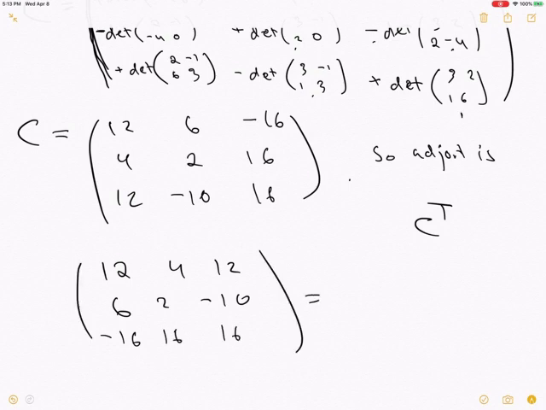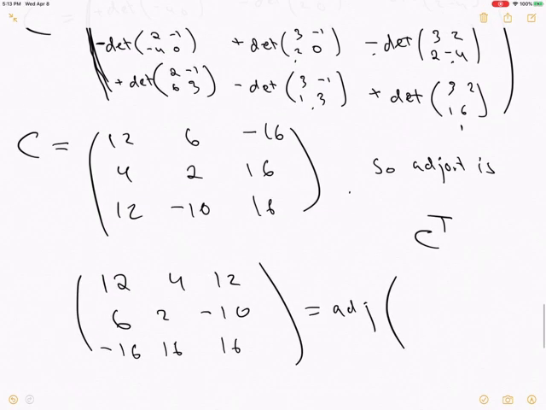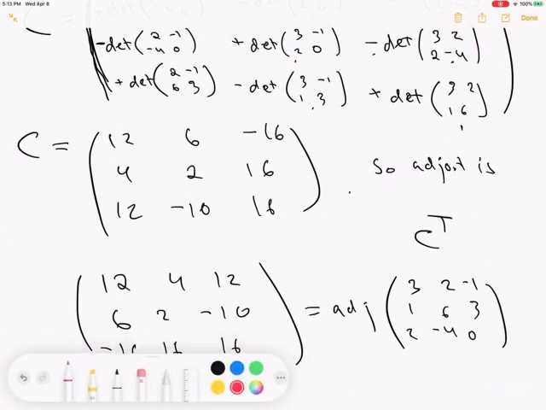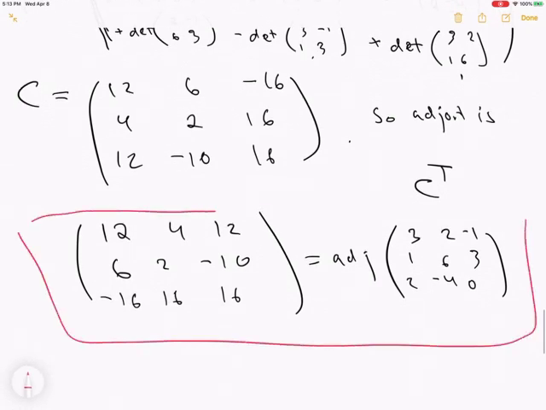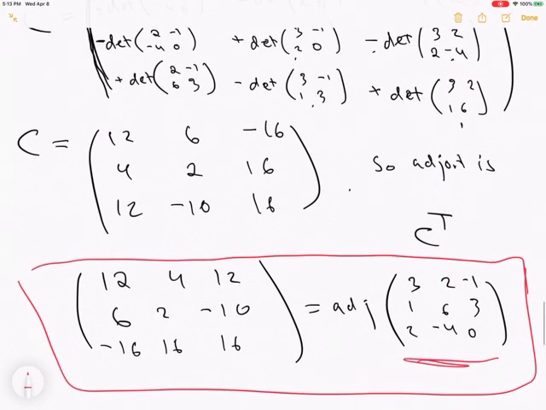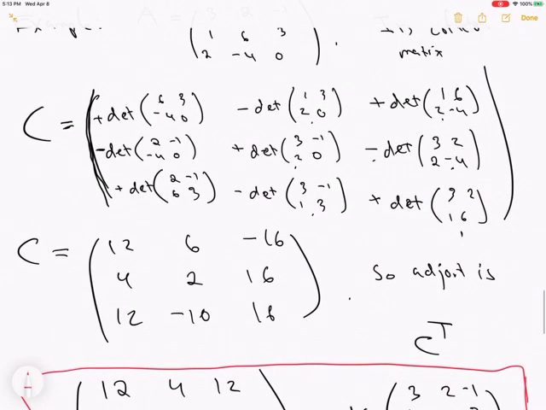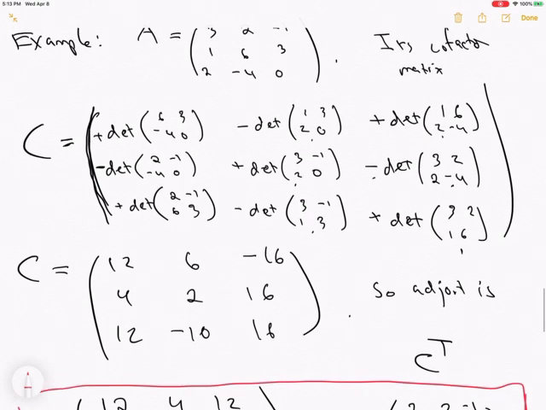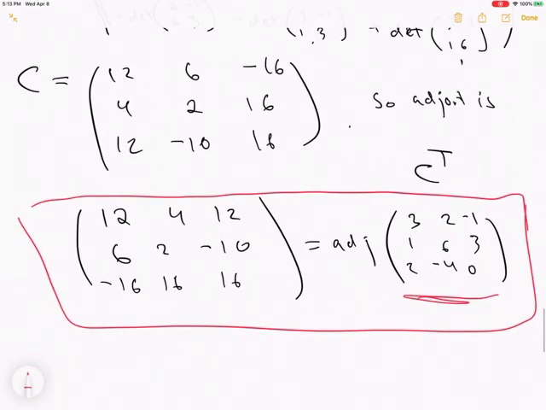So this is the adjoint of the matrix that we started with, 3, 2, minus 1, 1, 6, 3, 2, minus 4, 0. So that is an example of the adjoint of a matrix. To construct the adjoint of a matrix, you first have to go through this tedious process of calculating the cofactor matrix, and then you just transpose it.